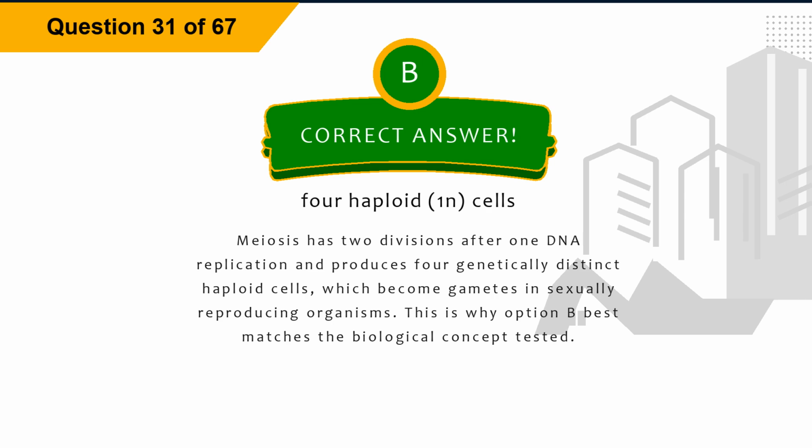Explanation. Meiosis has 2 divisions after 1 DNA replication and produces 4 genetically distinct haploid cells, which become gametes in sexually reproducing organisms. This is why option B best matches the biological concept tested.